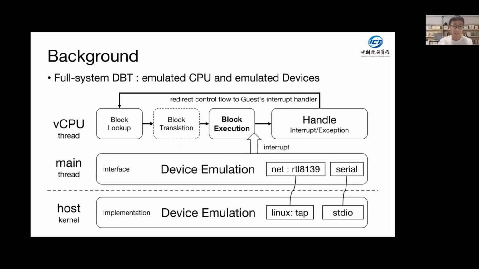The thread that executes the blocks is named the vCPU thread. In the full system dynamic binary translator, there is usually another thread that helps the emulation of devices. The thread can send an interrupt to the vCPU thread. The vCPU thread should emulate the behavior when the guest CPU receives an interrupt. For example, when the guest is x86, the vCPU thread should look up the IDT tables to find the entry of the interrupt handler.